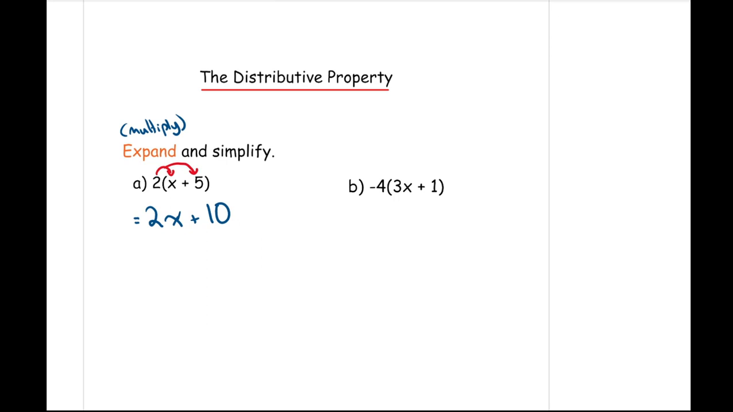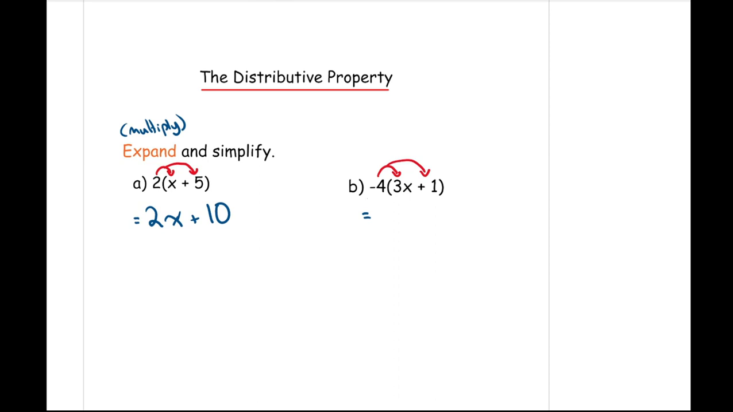Moving on to b, b's the same thing. I have negative 4 outside a bracket of 3x plus 1. So this means negative 4 times, in brackets, 3x plus 1. So this negative 4 has to get multiplied to the 3x and to the 1. Again, take the sign in front. It's not a positive 4 that you're multiplying through. You have to multiply through the negative as well, because the negative is included.